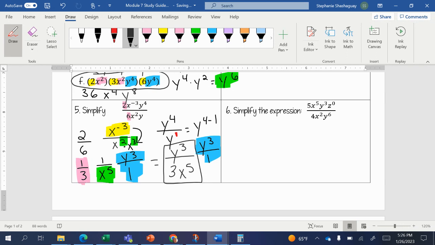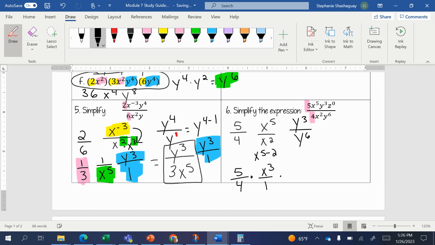So we have 5/4. Well, if we separate that 5/4, there's nothing we can do with that. That's going to stay 5/4. So our coefficients cannot be changed. Then we have x to the power of 5 over x squared. Okay. According to our quotient rule, we're going to do x to the power of 5 minus 2, which is x to the power of 3. So 5 over 4 multiplied by x to the power of 3. I'm going to place it over 1 just so I can keep track of what's in the numerator and what's in the denominator. Then I have y to the power of 3 over y to the power of 6.